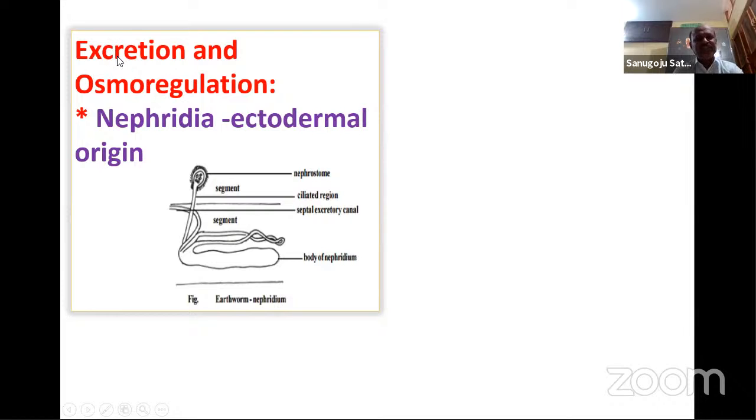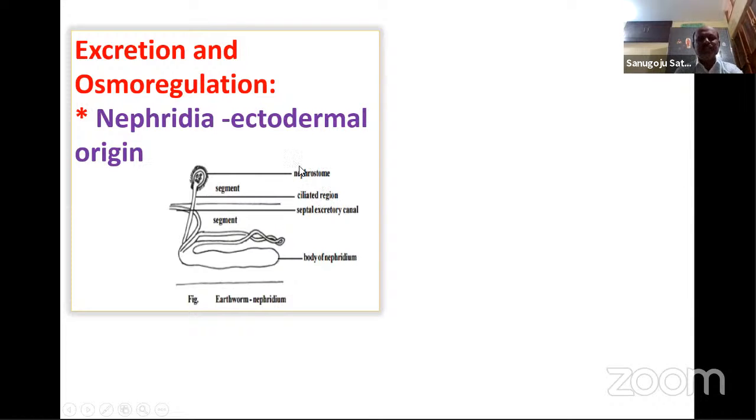The excretion is also a metabolic activity with which the body can be balanced. For which nephridia are useful for excretion. Nephridia are special types of structures, just like kidneys are useful in our body. The nephridia are also seen in this. These are ectodermal in origin. The nephridia have a nephrostome. You see here the nephrostome is there.